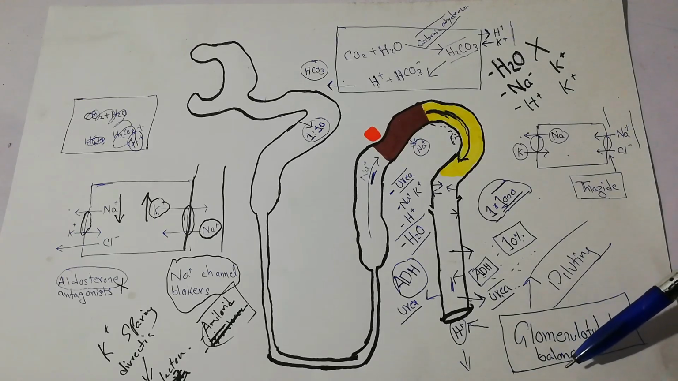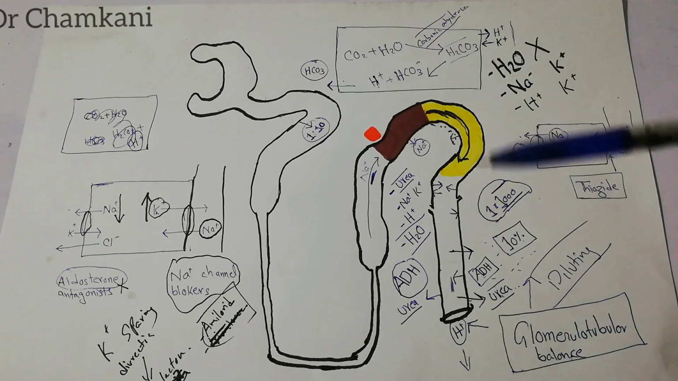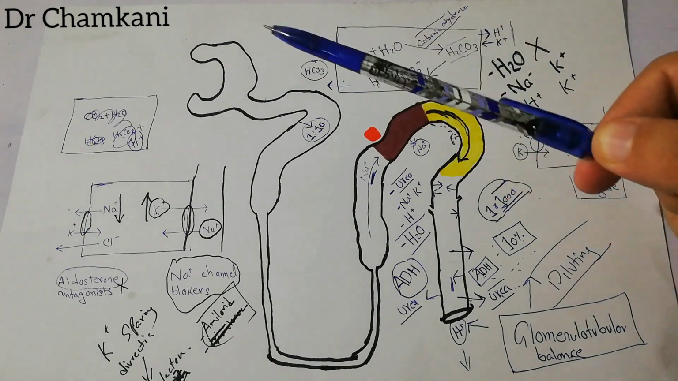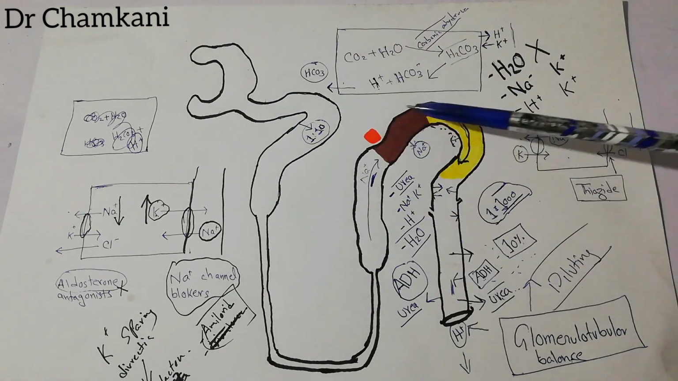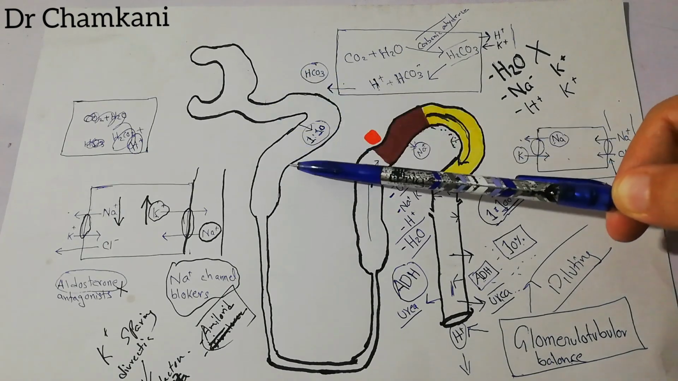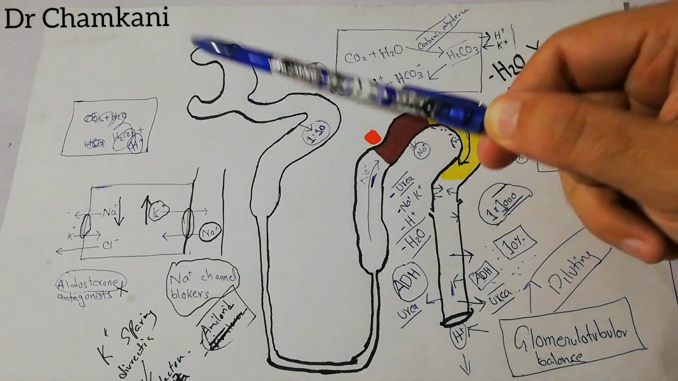Today we are going to talk about glomerulotubular balance and its importance in the process of urine formation and keeping balance in the urine formation process. So glomerulotubular balance is simply the ability of the nephron tubules to increase the reabsorption rate in response to increased tubular load.